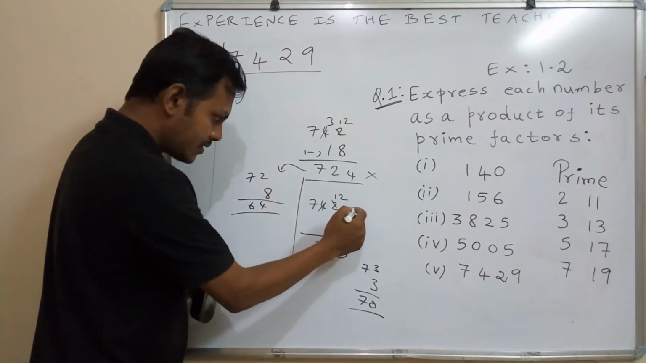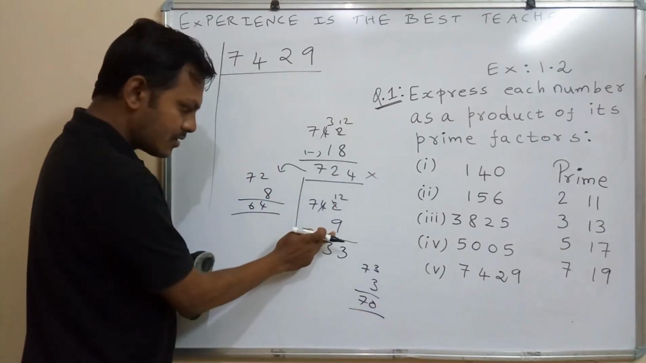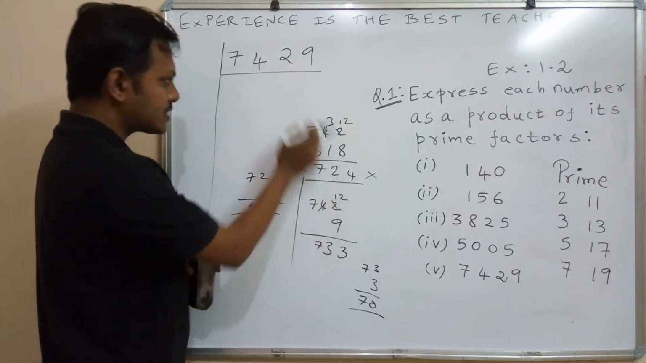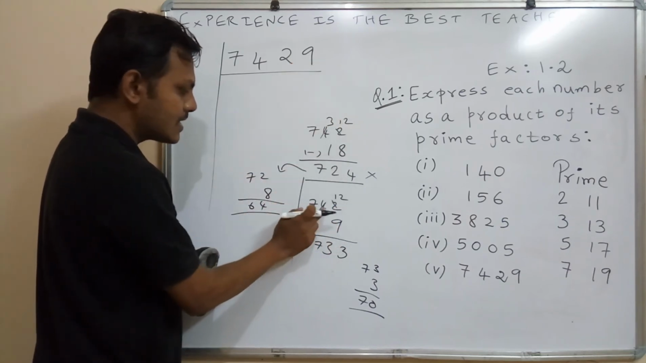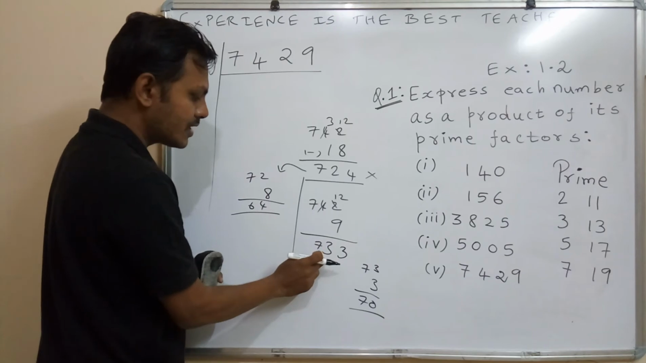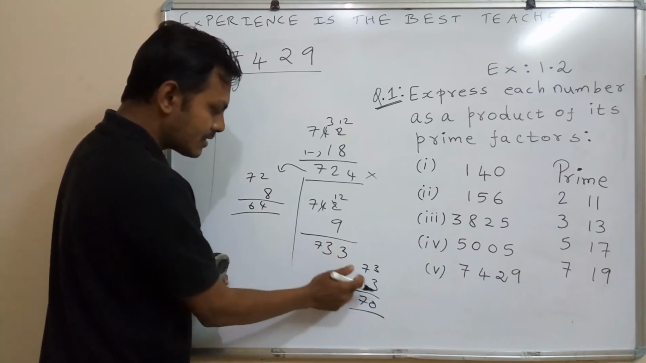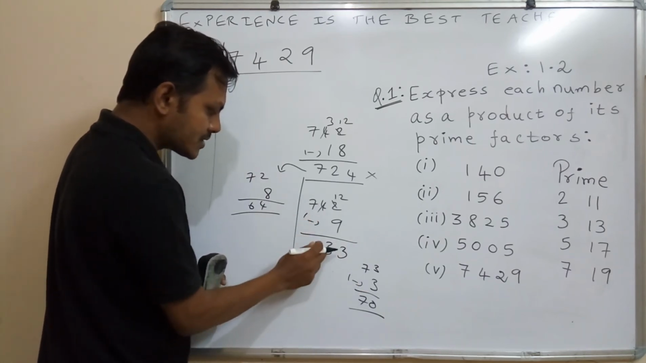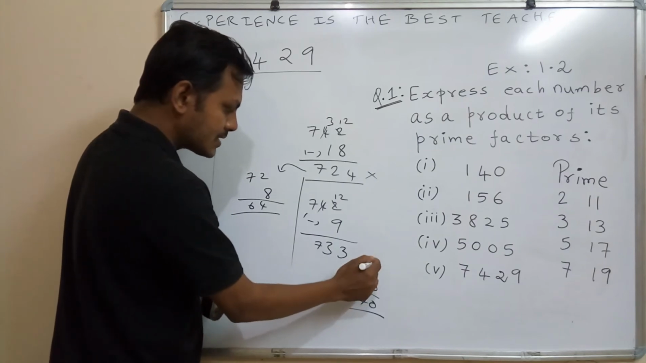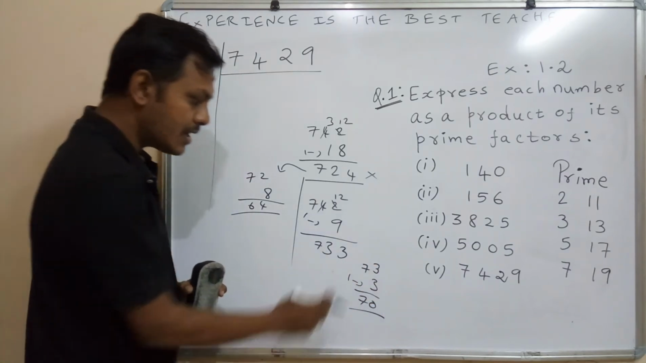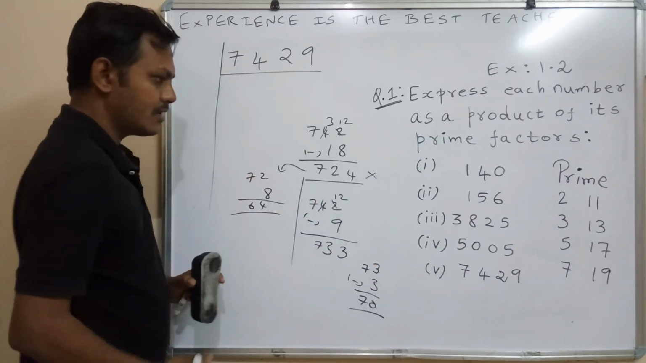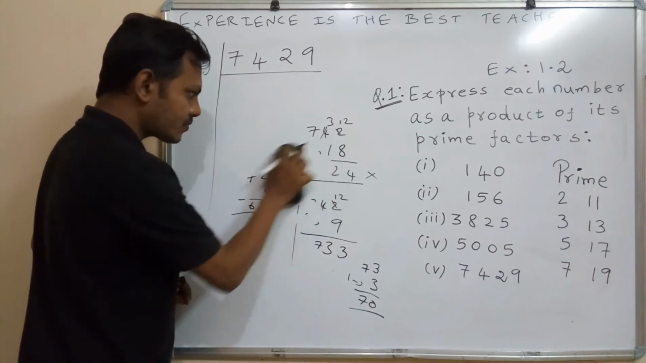This is the divisibility rule for 11. Subtract the last digit from the rest of the number. The last digit is 9. Subtract it from 742, we're getting 733. Again take 3 and subtract it from 73. So 73 minus 3 is 70, will not come in 11 table. This is for 7. The next prime number is 13.